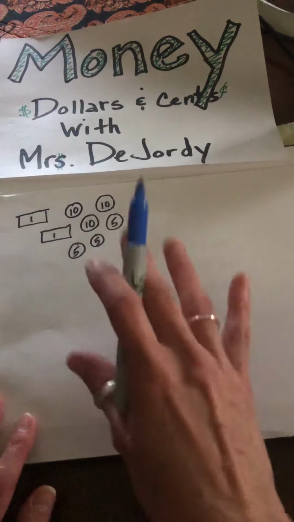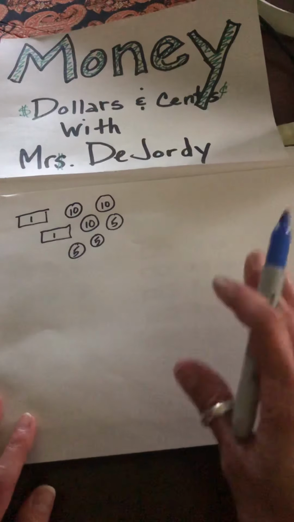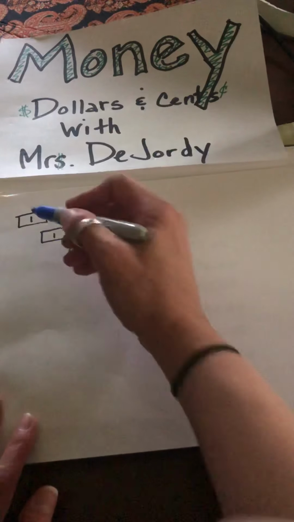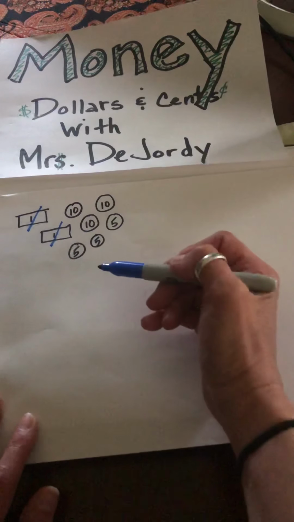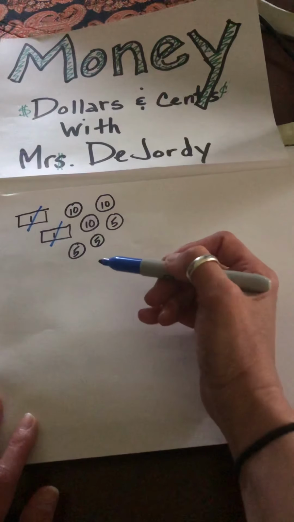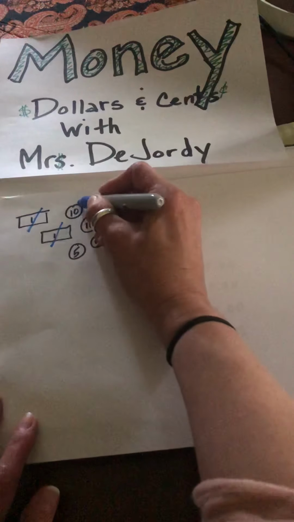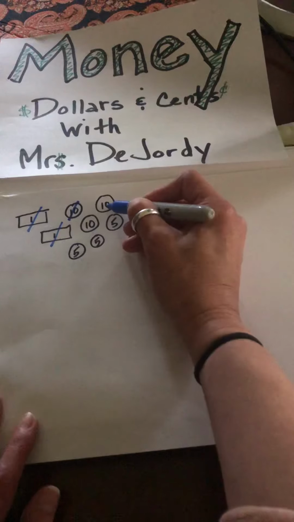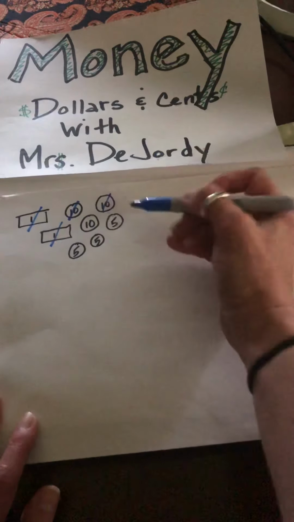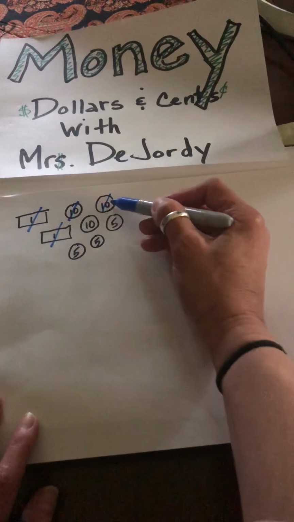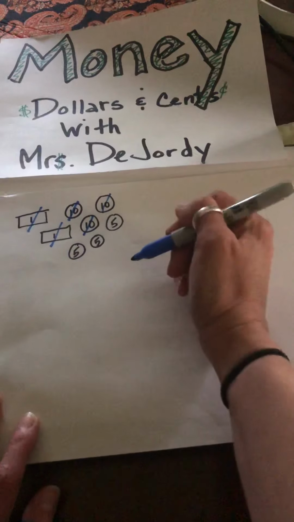Remembering that we always want to go from the highest denomination, the highest value, to the lowest value. That's going to make us hit friendlier numbers to do our adding. So I'm going to start with my bills. $1, $2. So now I know I have $2. So $2 and 10 cents. $2 and 10 cents plus another 10 cents is $2.20. $2.20 plus another 10 cents is $2.30.